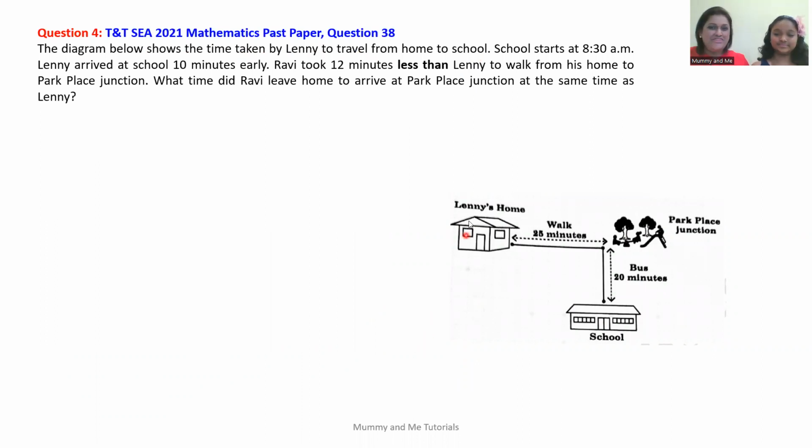Yes. So this is Lenny's home. This is where he lives. And he would usually walk for 25 minutes to arrive at Park Place Junction. So at this junction, there's a park. Yes. And at this park, children would play. Okay. And then Lenny would take a bus which travels for 20 minutes to arrive at school.